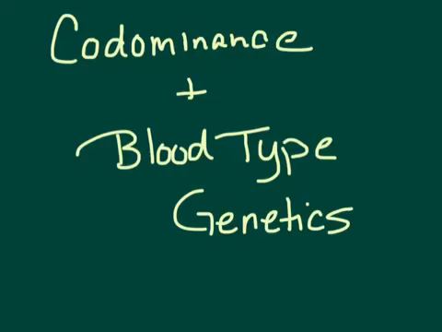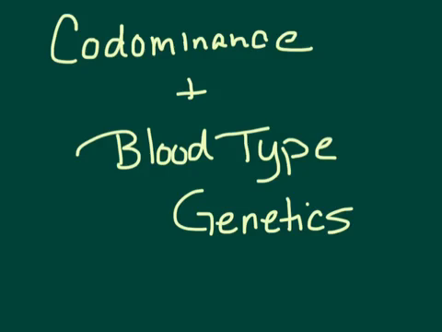Okay, so codominance and blood type genetics. We've talked a little bit about polygenetics, which is the fact that most human traits are polygenetic, like our eye color and hair color are determined by more than one gene.